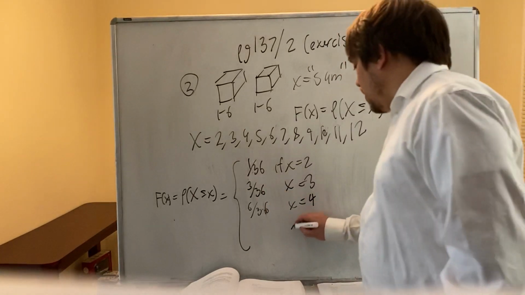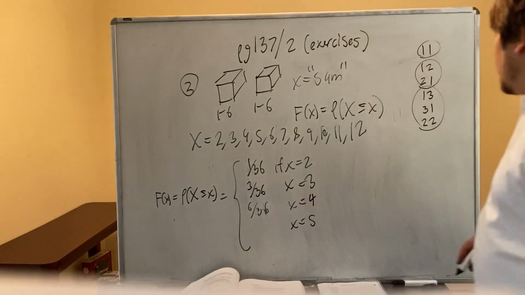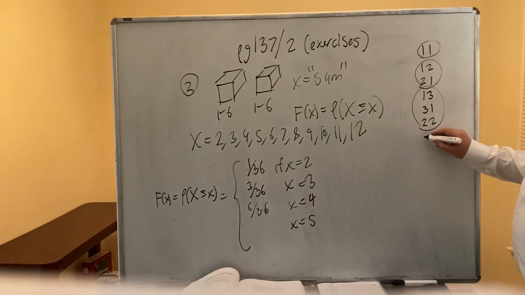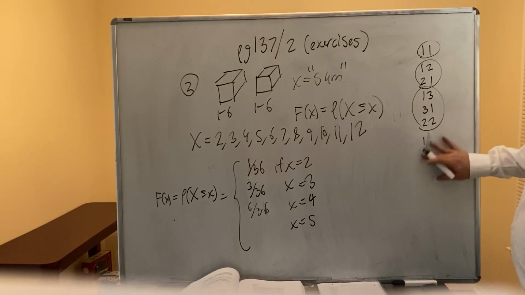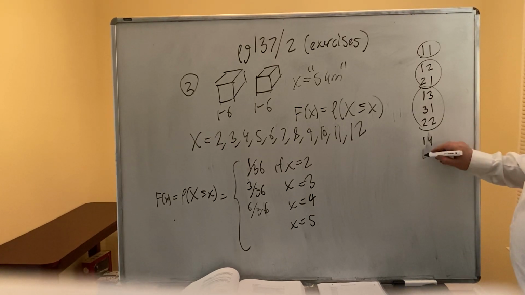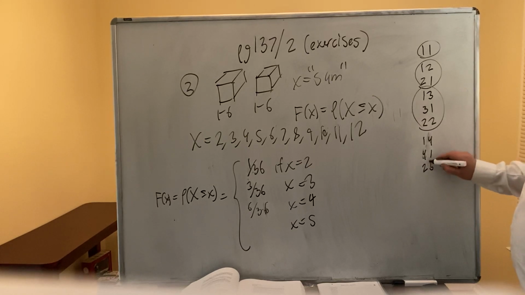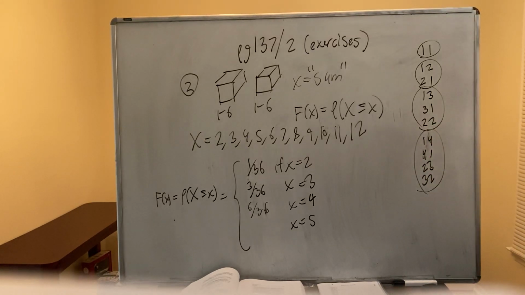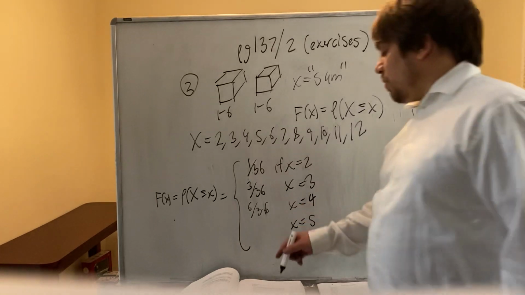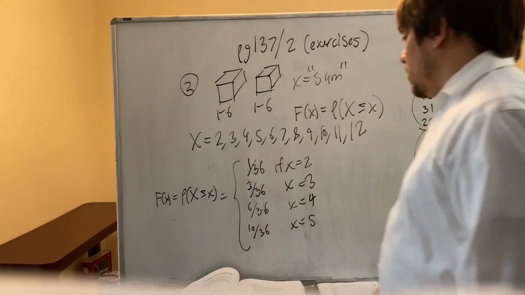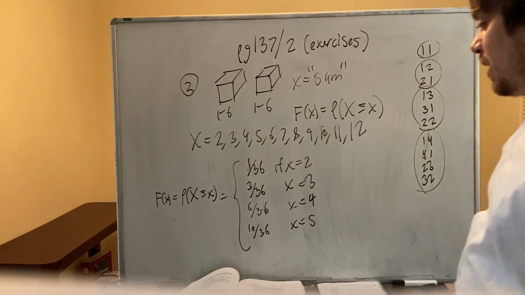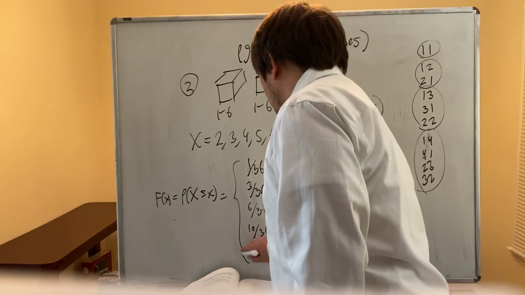If x equals 5, then we could add values where the sum is 5. So you could have 1 and 4, 4 and 1, 2 and 3, 3 and 2. That's it. So you could add 4 more to that. And so 6 over 36 plus 4 over 36, you have 10 out of the 36. Alright, I'm going to extend this bracket a little bit more.